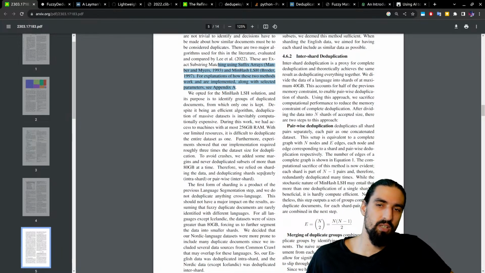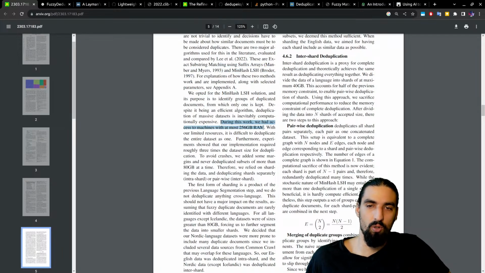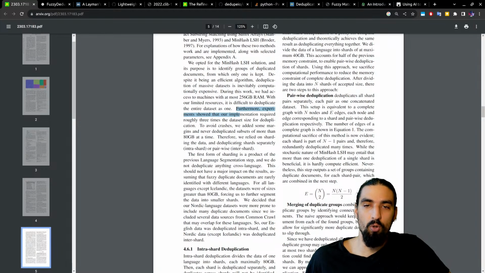We opted for MinHash, and its purpose is to identify groups of duplicated documents from which only one is kept. Despite it being an efficient algorithm, the deduplication of massive datasets is inevitably computationally expensive. During this work, we had access to machines with at most 256 gigabytes of RAM. With our limited resources, it is difficult to deduplicate the entire dataset as one. Furthermore, experiments show that our implementation required roughly 3 times the dataset size for deduplication.